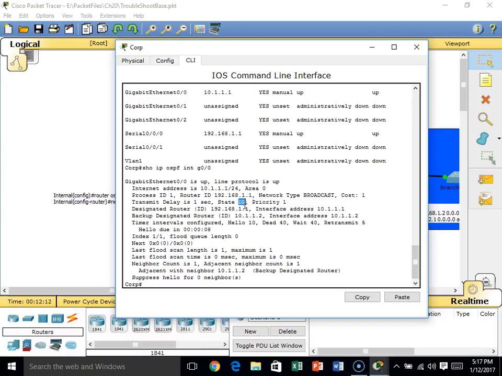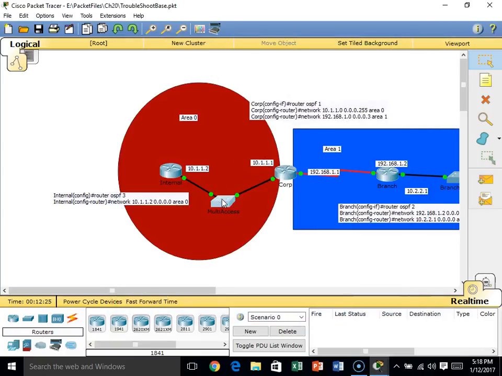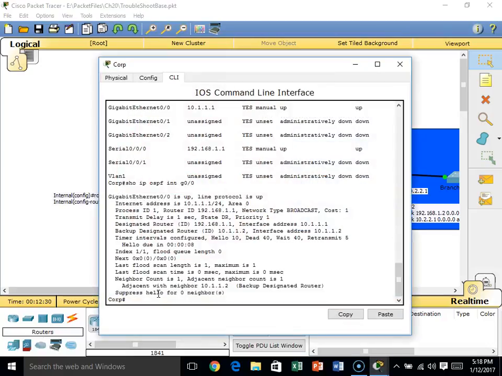So this one, 10.1.1, is it going to be the DR? The delay on this one... Oh yeah, that makes sense. It's a 1.1 and the other one doesn't have a 192.168 on it. I didn't want to do that, did I? Let's get back to this guy.